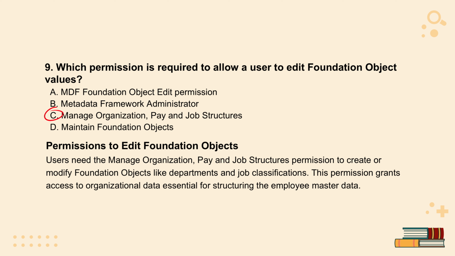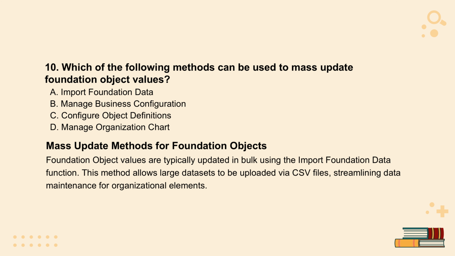Right, protecting the integrity of that organizational backbone makes sense. Now, what about efficiency? If you need to update a lot of these foundation object values, maybe there's a reorg or you're adding dozens of new locations. How do you handle that kind of mass update efficiently? Doing it one by one sounds painful. Oh, incredibly painful. You definitely don't want to do that manually.